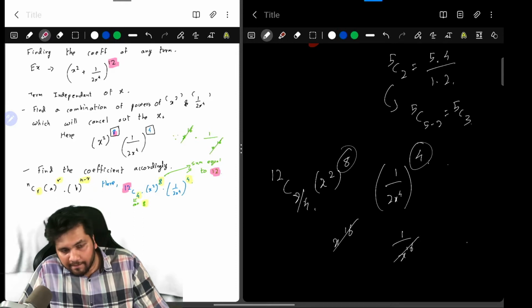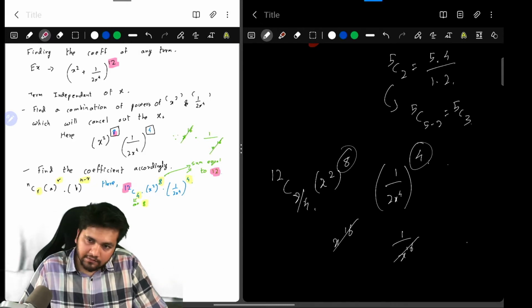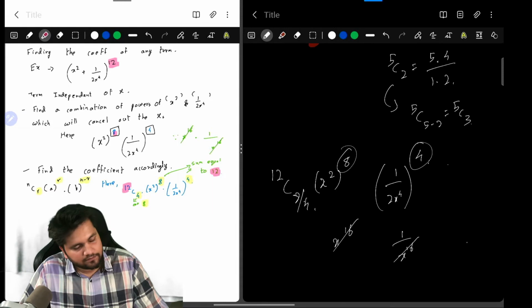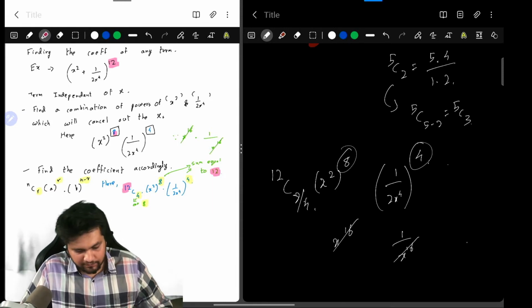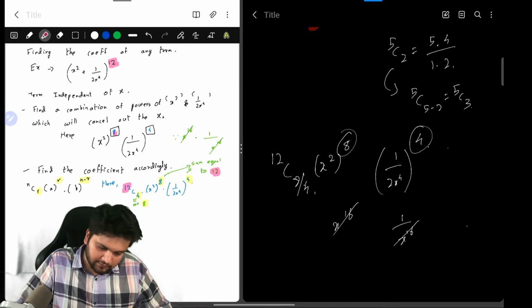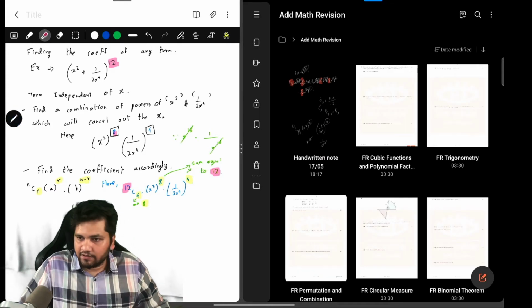So if there's a question like this, which is to find the term independent of x, we just directly show that it equals 12c8 into x to the power of, and then we will solve it. That's it, you have in this binomial.